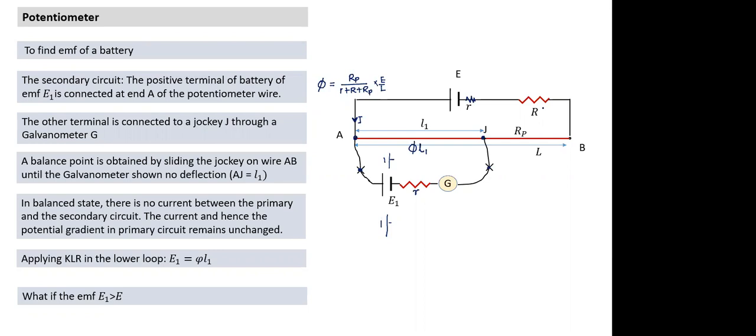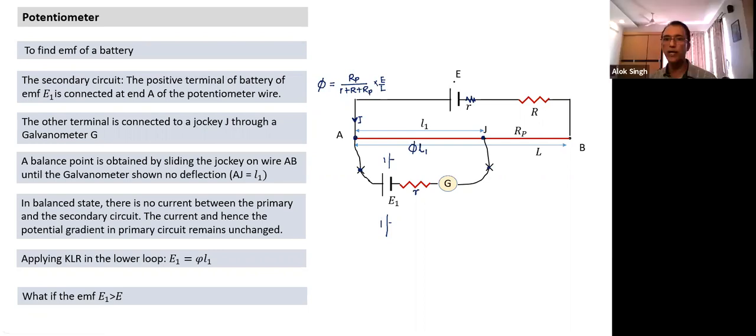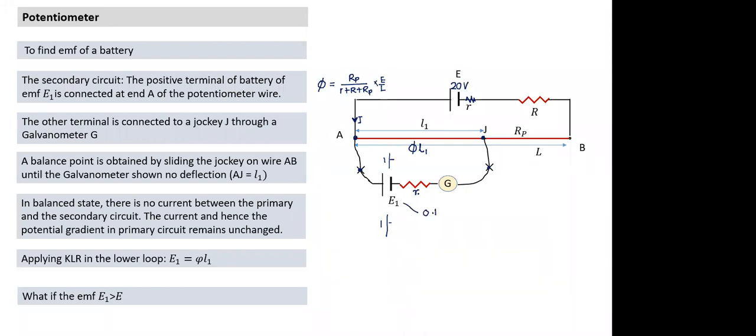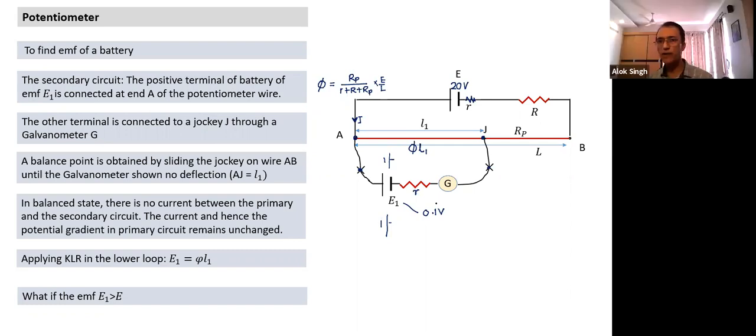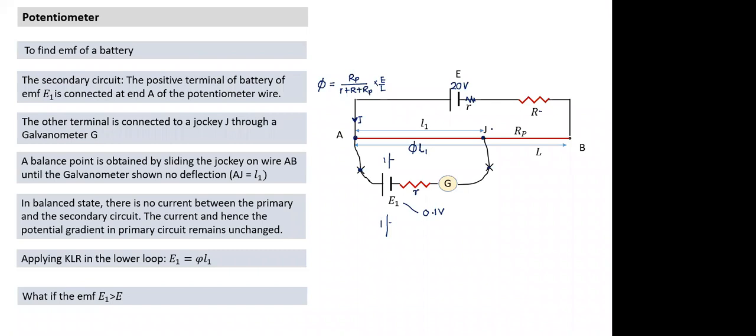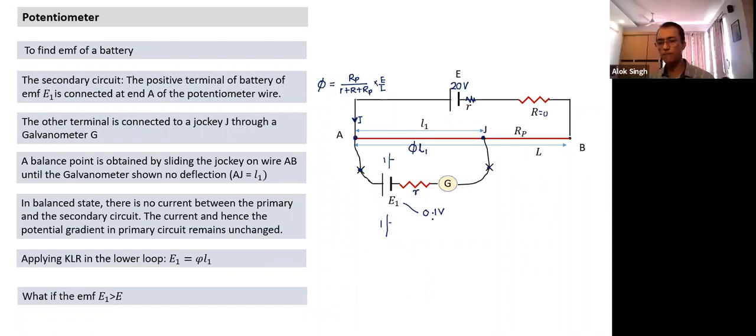Suppose I have a 20 volt battery set up here, and I want to measure the EMF of a battery which is 0.1 volt. So we need more potential. What will happen? If I have a setup where R is close to 0, this length will become very small. You understand?